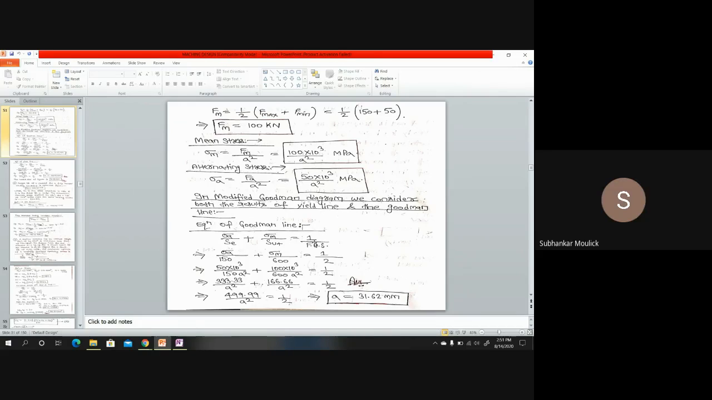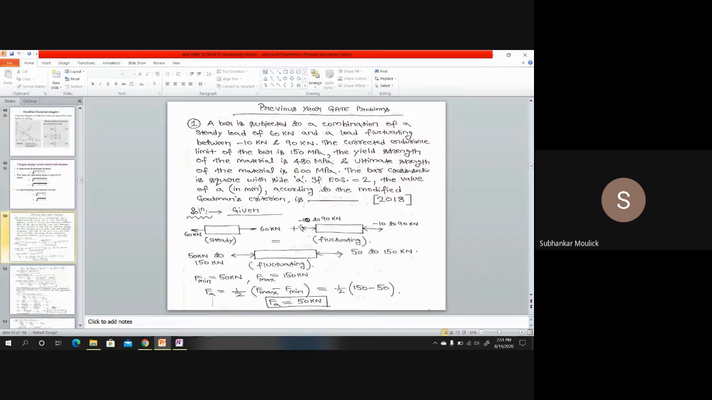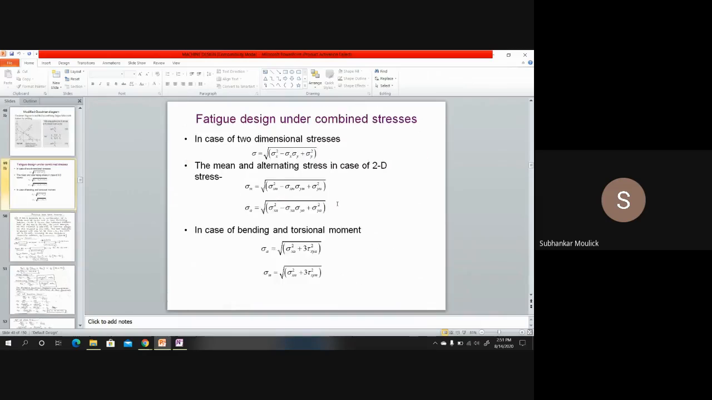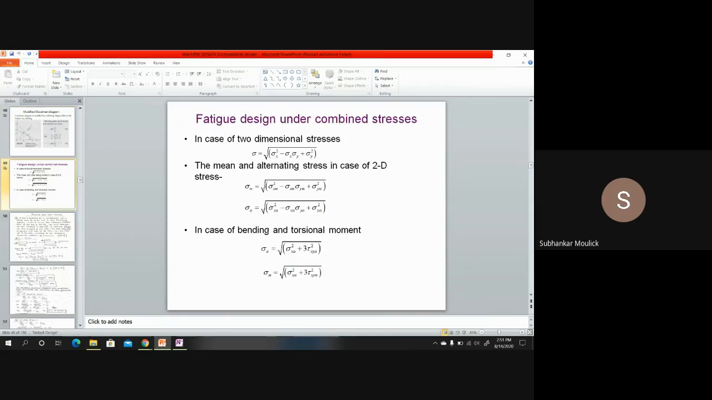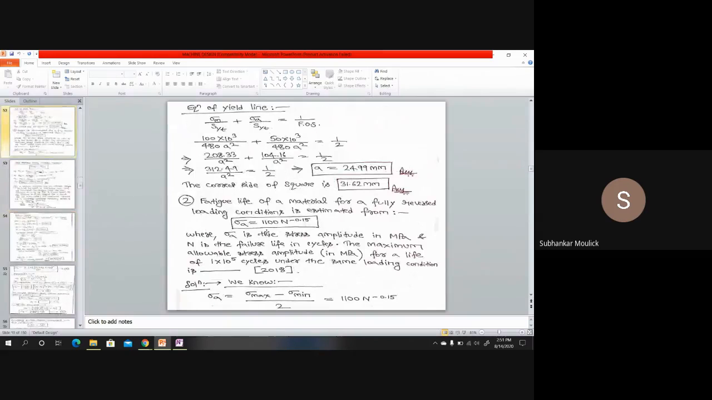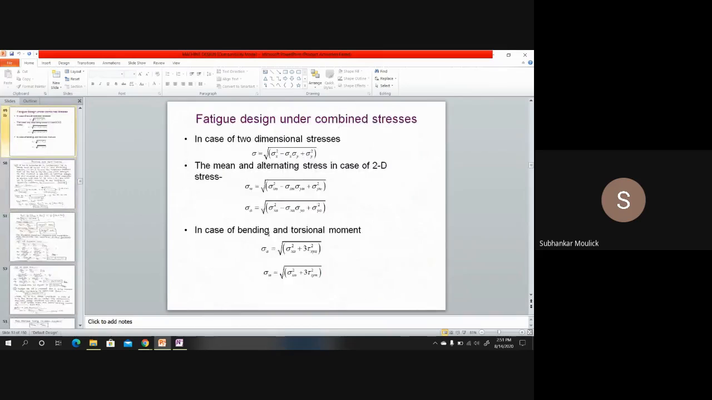No, sir. Okay. Now we have to use modified Goodman theory to solve the problem. We know that modified Goodman theory is the combination of yield line and fatigue line. So let us write down the equation of this Goodman line.